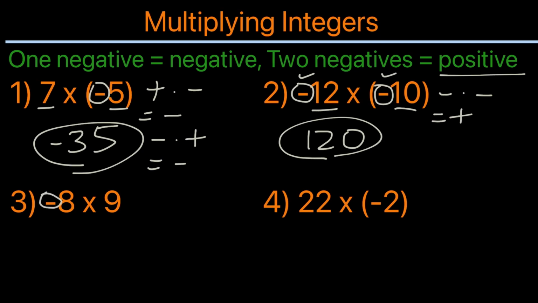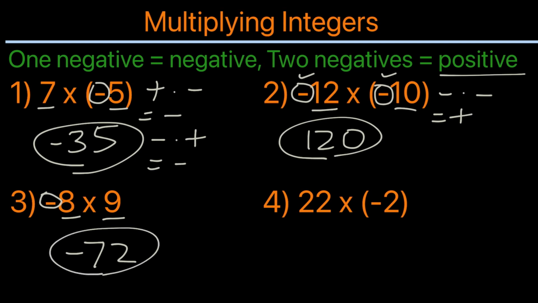We have only one negative, so we know the outcome will be negative. And then we have 8 times 9. And 8 times 9 is 72. And one negative means that this answer will be negative 72.